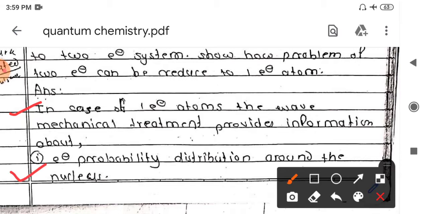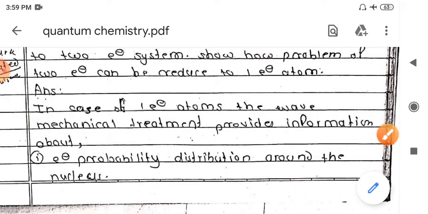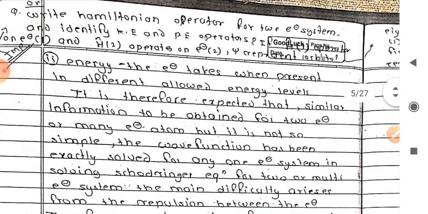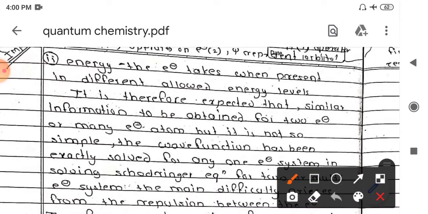In the case of a one electron system, the wave mechanical treatment will provide the information about the electronic probability distribution around the nucleus. So this is the conclusion we have made for the one electron system. For the one electron system we have already obtained the wave function as well as the energy, the energy when the electron is present in the different orbitals.